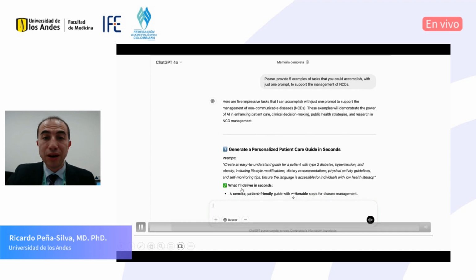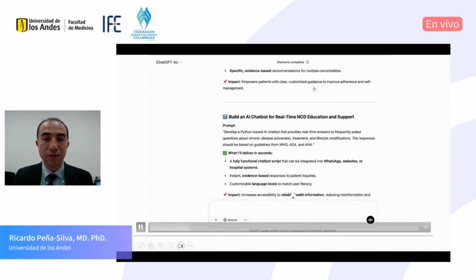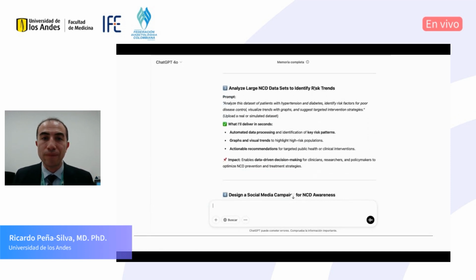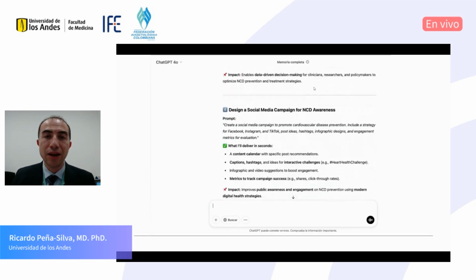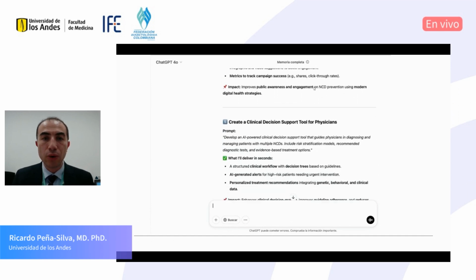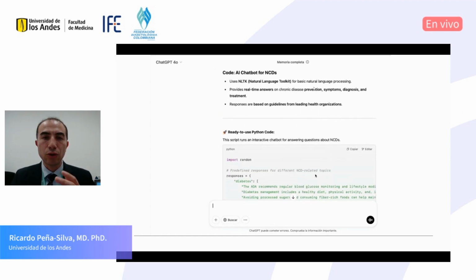I can, for example, generate a personalized patient care guide in seconds. That is something that I can do. It can build a chatbot for real-time NCD education, analyze a large NCD dataset, design a social media campaign for NCD awareness, or create a clinical decision support tool for physicians. So these were the 5 options that the system gave me. So I said, please run number 2. And then the system started to do this.